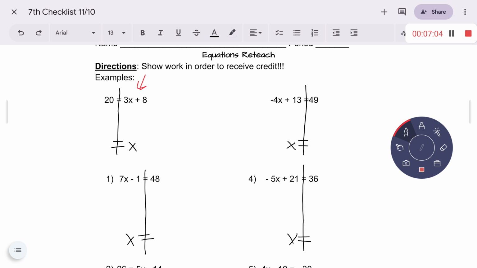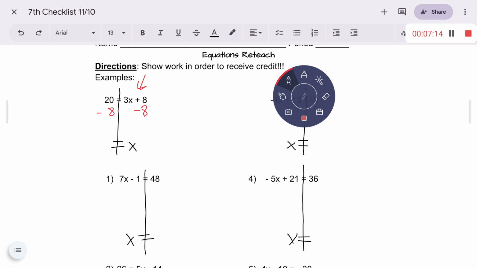So remember, we do the easy step first. Get rid of plus 8. So I'm going to do minus 8. We do the opposite. And if I do it to the right, I do it to the left, okay? Remember, that's how we maintain equality. You heard it on the video, on the Edpuzzle. So 3x equals 20 minus 8, which is 12.